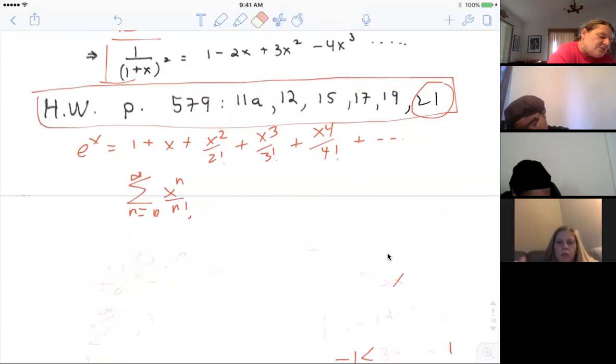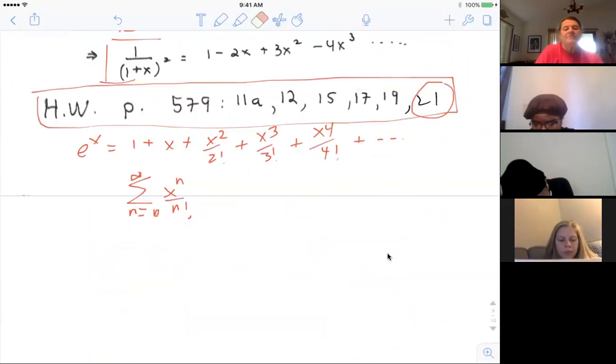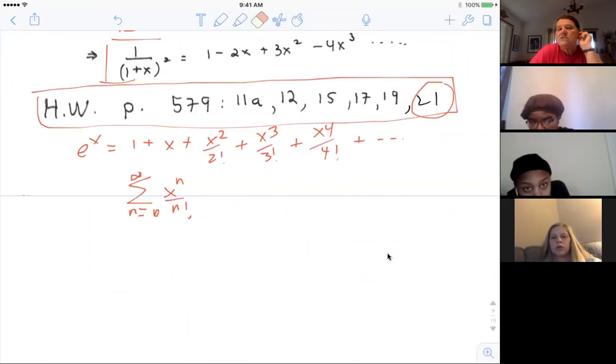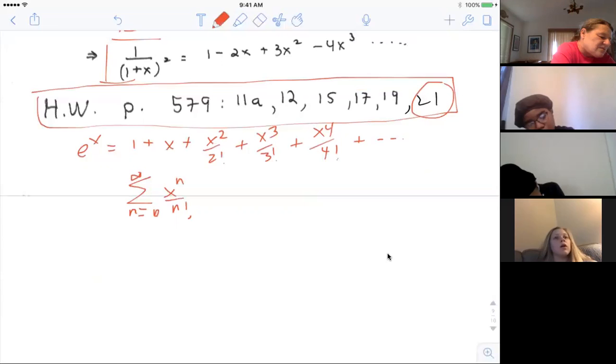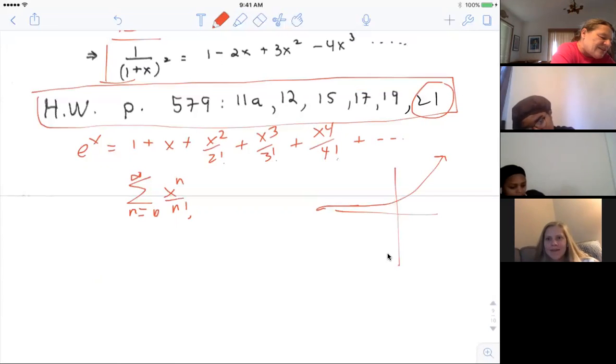By the way, guys, tell me what the domain of e to the x is. Just in general, what's the domain of e to the x? Anybody? You're thinking about the range going up. The range is 0 to infinity, but the domain is minus infinity to infinity. E to the x looks like this. It extends indefinitely that way and indefinitely this way.